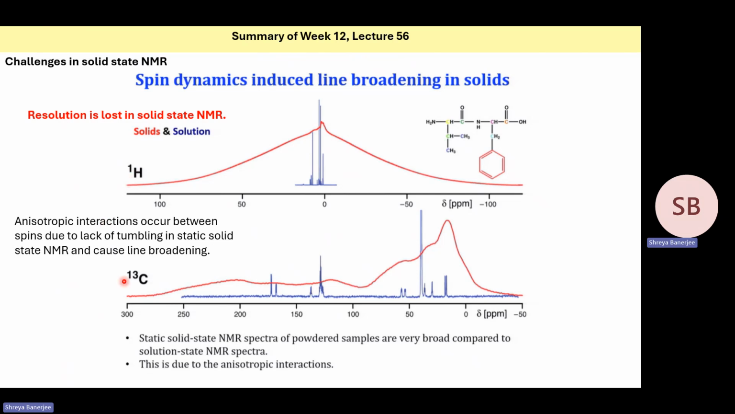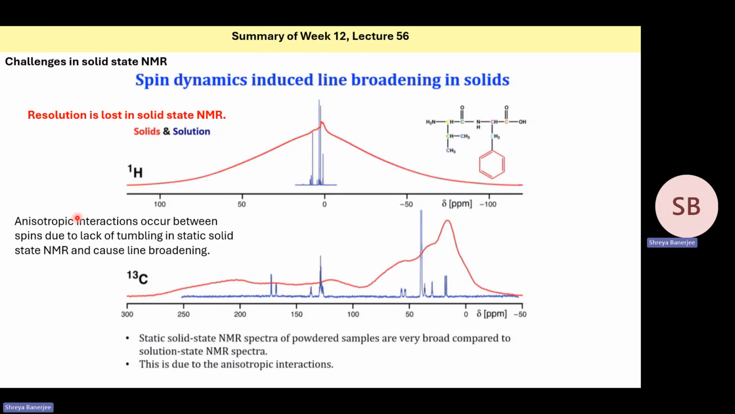This is for 1H. Even for 13C, the blue NMR that is in solution is very distinct and it very clearly tells you how many different kinds of carbons there are. But in case of solid state NMR, again, everything is very broadened out and you cannot distinguish any peaks.